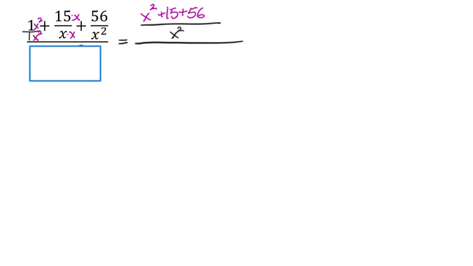And I would probably even look now at this point to factor out the numerator, because it can be. Of course, that's not going to affect the denominator of x squared. But I would look for 2 factors of 56 that add up to 15, and I get 7 and 8.